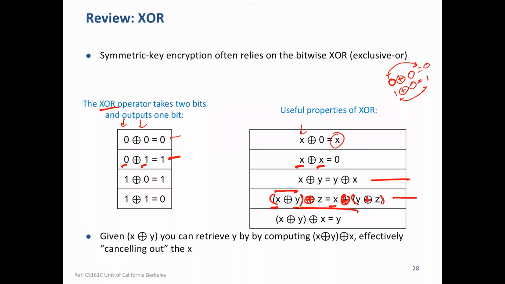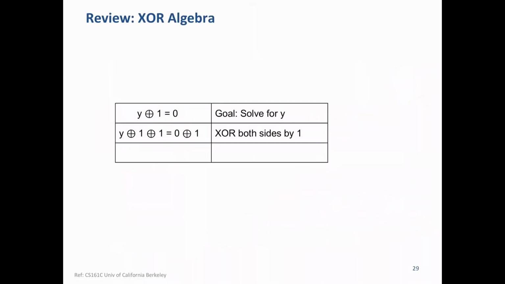Now something that's of interest is this one: x XOR y XOR x gives us y. Effectively, given x XOR y, you can retrieve y by computing x XOR y XOR x, effectively cancelling out x. This property we'll use in encryption, we'll see. Okay, and it also follows the algebraic rules, right?